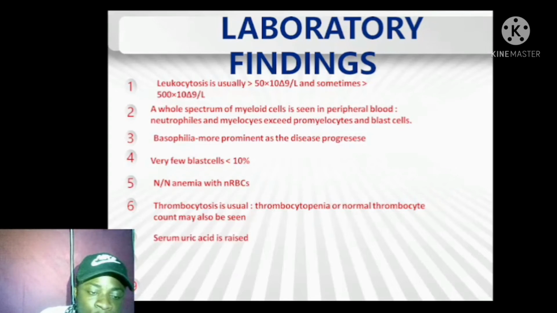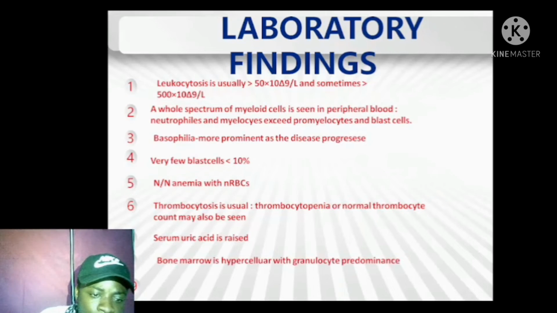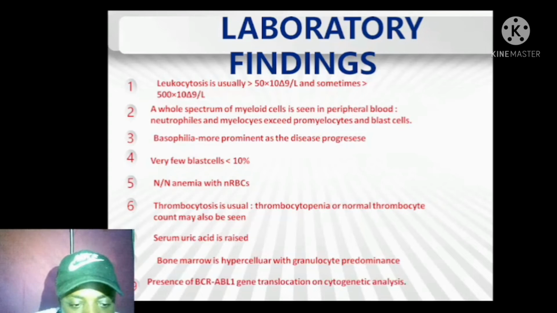Serum uric acid is raised because of the hyperuricemia. Okay, you see uric acid in serum. Take note of that. Then the bone marrow is hypercellular with granulocyte predominance. So a lot of granulocytes in the bone marrow. Very important. Then when you do cytogenetics, you will see the Philadelphia chromosome, which is the BCR-ABL gene. See the translocation on the cytogenetic analysis, very important.